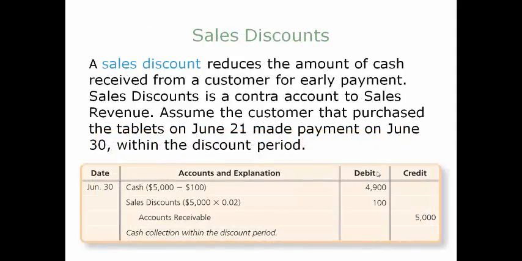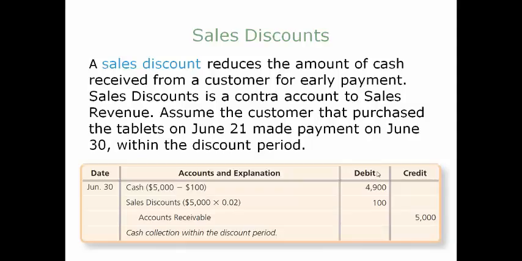They paid within their terms. They paid on June 30th, which is 9 days, and they're going to pay us $4,900. Not the 5,000 they owe us, but the 5,000 less the 2% discount gets you $4,900. And then we're going to debit sales discounts, 5,000 times 0.02 for $100. And we're going to reduce our accounts receivable by $5,000 because they no longer owe us.